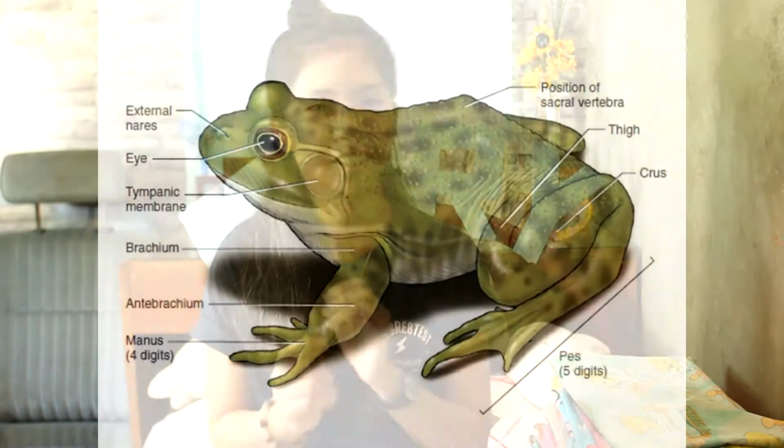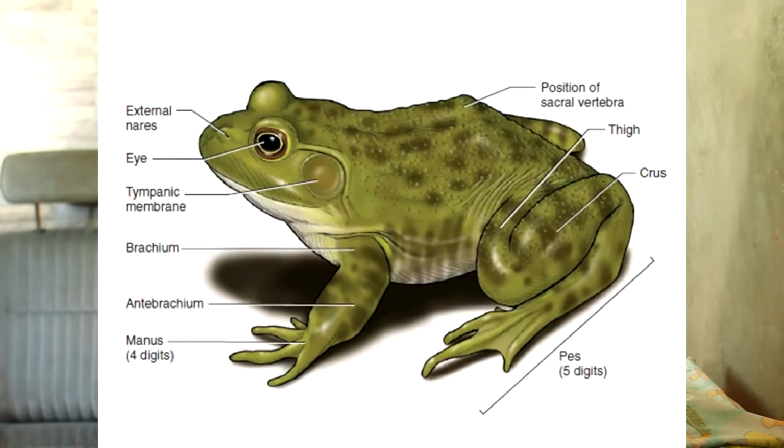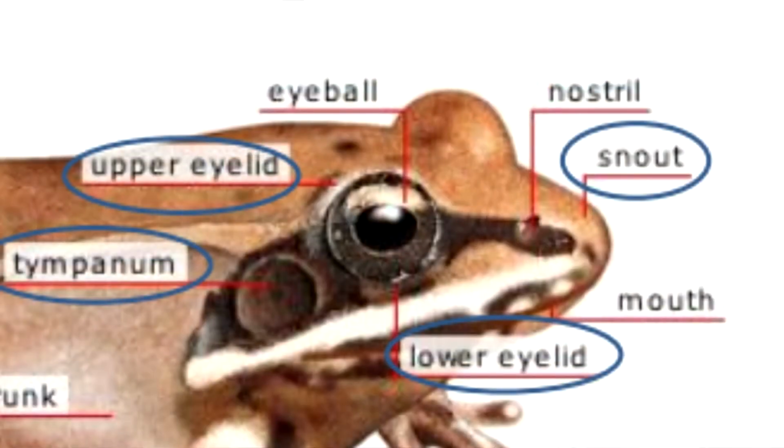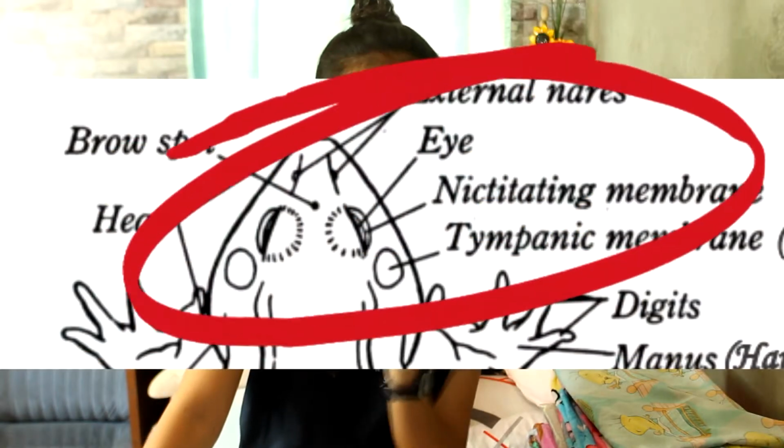For the head, we have the snout. Then the nares, which are also known as nostrils, and they breathe through it. They are two small openings on top of the snout. Next are the eyes, of course, used to see. They have upper and lower eyelids and a nictitating membrane.